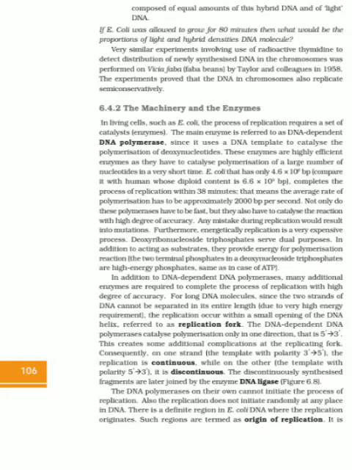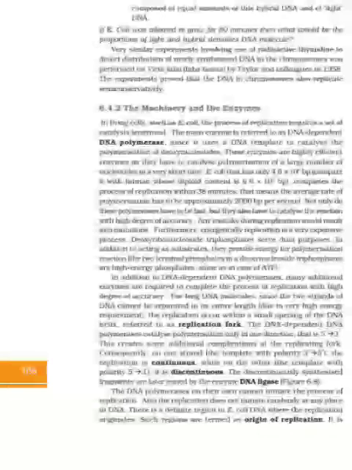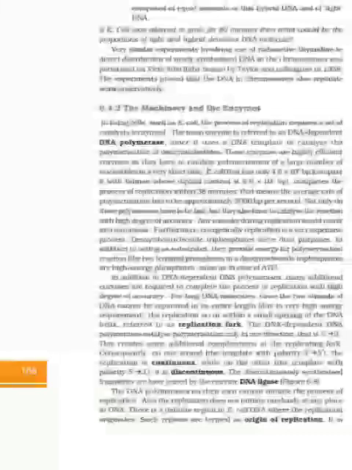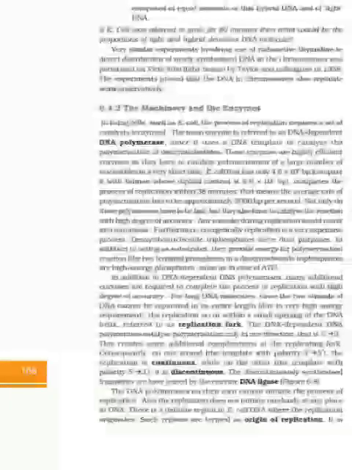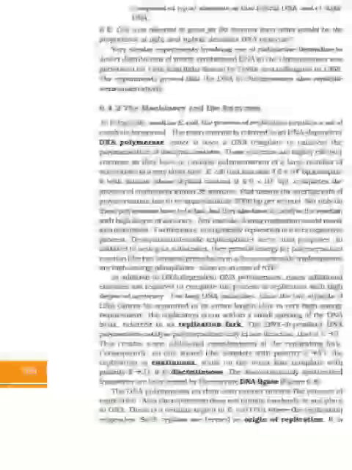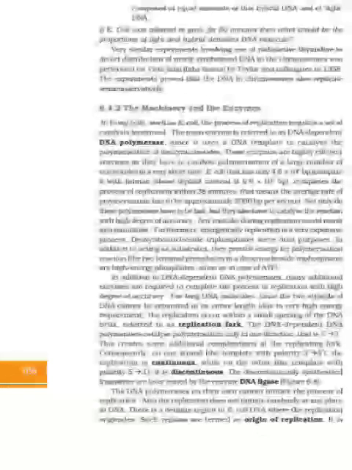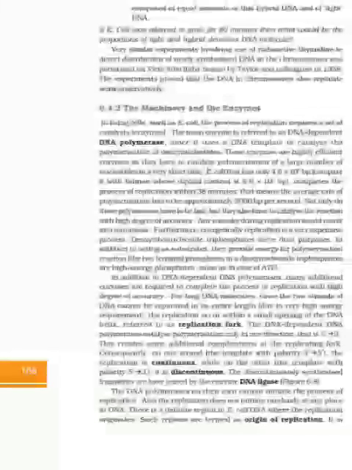The main enzyme is referred to as DNA-dependent DNA polymerase, since it uses a DNA template to catalyze the polymerization of deoxynucleotides. These are highly efficient enzymes as they have to catalyze polymerization of a large number of nucleotides in a very short time. Escherichia coli that has only 4.6 × 10^6 base pairs, compare it with human whose diploid content is 6.6 × 10^9 base pairs, completes the process of replication within 38 minutes.